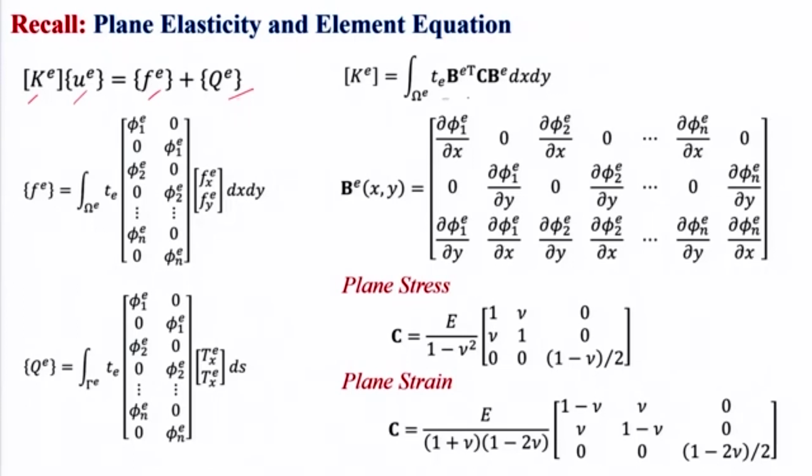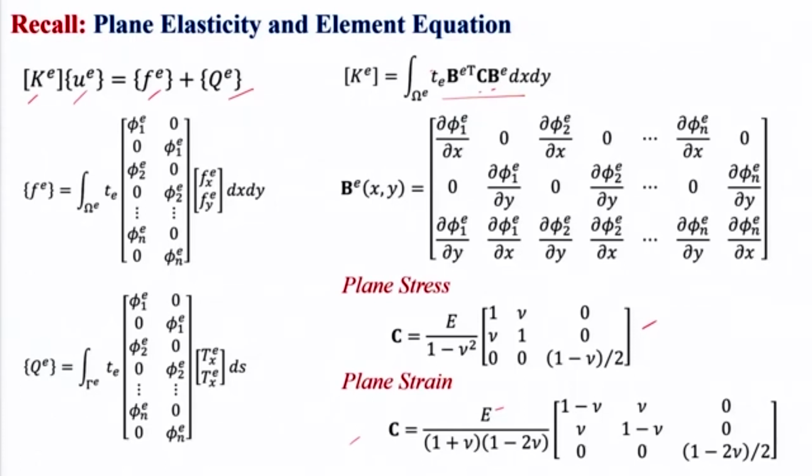Stiffness matrix is obtained like this, where T is the thickness and C is the constitutive relation. For plane stress, the constitutive relation is this. For plane strain, the constitutive relation is this. Mu is the Poisson's ratio and E is the Young's modulus. And B matrix is this. It is the derivative of the shape function. And then the body force term and the boundary traction term are written as this.